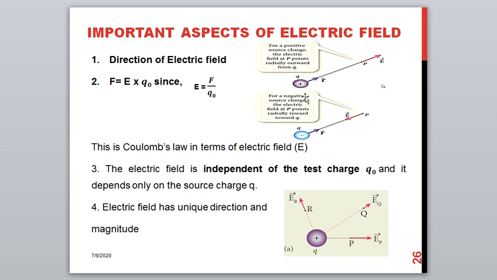For a positive charge, the electric field direction is indicated outwards from the charge, and for the negative charge, the electric field direction should be pointing inwards to the charge. You can see that in the picture here. For positive charge, the electric field E arrow representation is outwards, and for the negative charge, the E arrow representation is inwards.